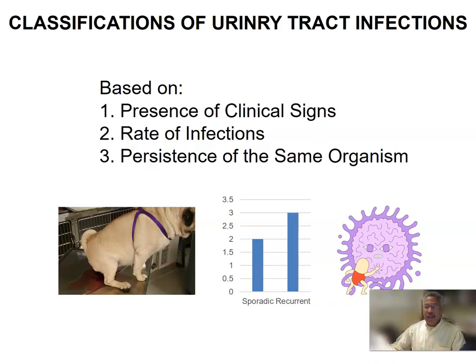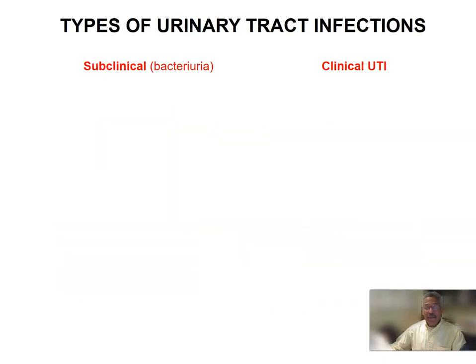Why classify UTIs? Well, the reason why we do that is to determine the need for therapy and how to administer it. The simplest way to classify a urinary tract infection is subclinical and clinical. Subclinical infections, it's obvious, occur without clinical signs. Clinical infections are associated with dysuria when they involve the bladder, and pain and fever if they involve the kidneys.